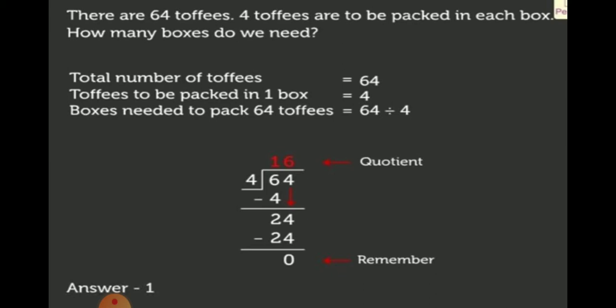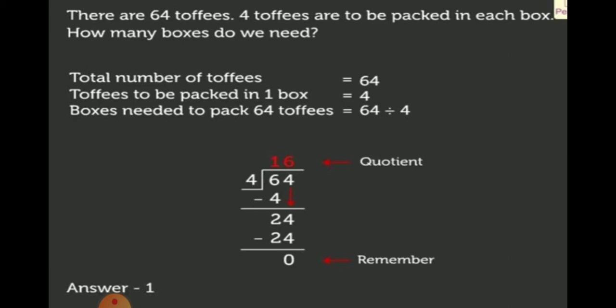So how will you do it? Students, whenever in a question the word each is given, it means you have to do division. Or you can also understand with the help of this: whenever in a question the information about more quantity is given and it is asking about lesser quantity, then it means division. Here it has given that there are 64 toffees and now you have to divide the total toffees in one box, each means 1. So let us divide 64 by 4.